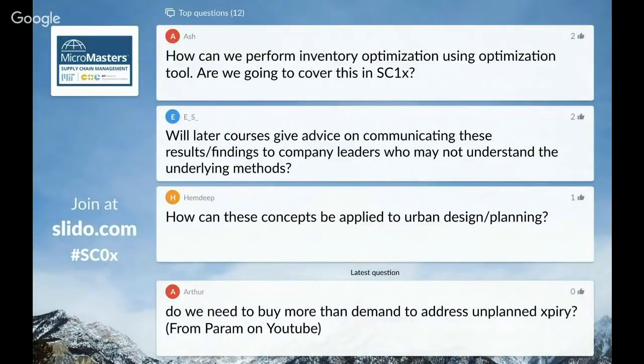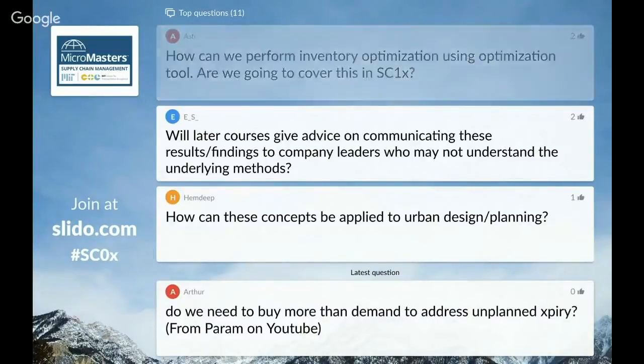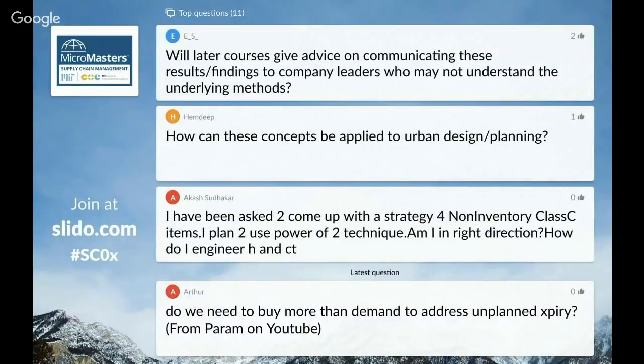All right. How can we perform inventory optimization using optimization tools? Are we going to cover this in SC1X? Yes, you're going to cover this a lot. When you say optimization tools, we'll show you how to solve it mathematically, and we'll do it in Excel or some spreadsheets, because if you have SAP, the ERP systems in a company will be doing this generally. They'll be giving you what the order quantity is, given the lead time and all these other characteristics. We'll show you what the math is. So yeah, you'll do that.